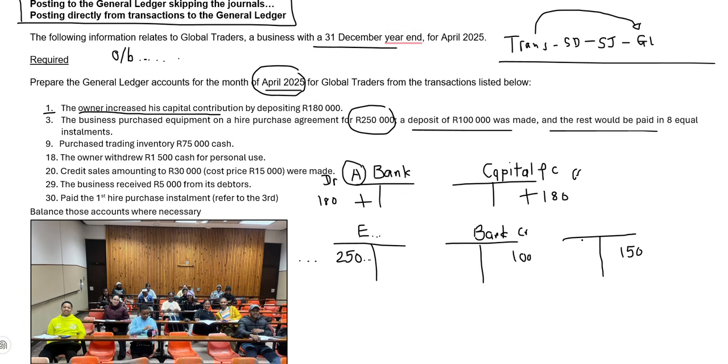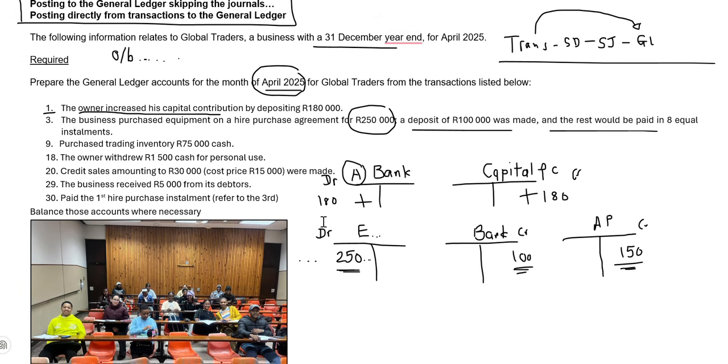150,000 we owe, and that would have been recorded under accounts payable. Now if you see, that's credit. 100,000 plus 150,000, 250,000 debit. So my debits equal the sum of my credits, 100,000 plus 150,000. Now what we need to do is put that into the general ledger account.